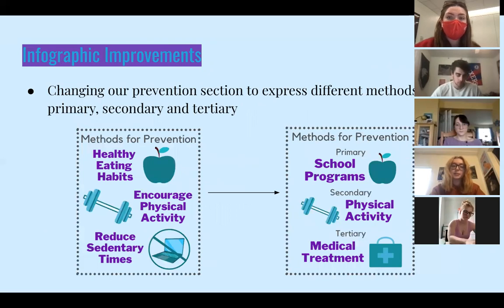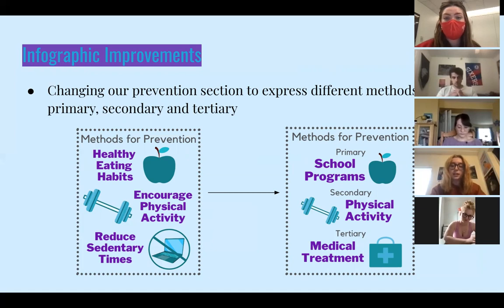And the last thing we're going to talk about is our infographic improvements. The one thing we did need to improve was changing our prevention section to express different methods as primary, secondary, and tertiary. At first, we only had the methods for prevention as just general methods and not really explaining what each stage is. We just said healthy eating habits, encouraging physical activity, and reducing sedentary times.